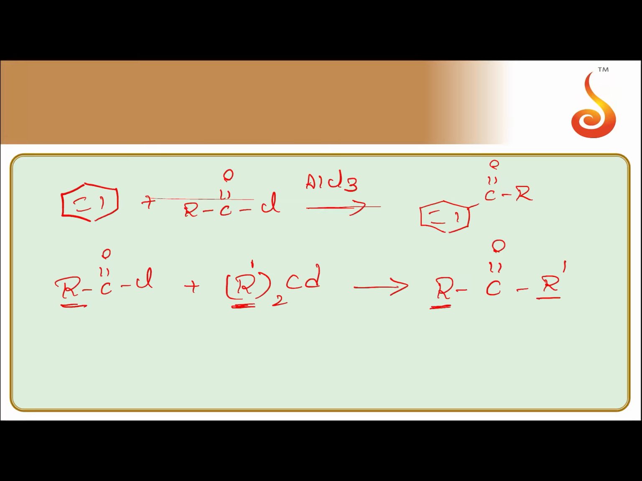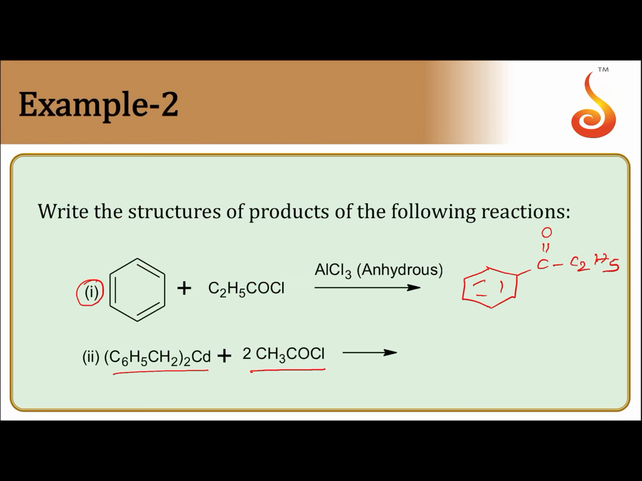So this is another method for the preparation of ketones from acid chloride. When acid chloride is treated with dialkyl cadmium, you will get ketones. So what is the product here? CH3, C double bond O, CH2, C6H5. So what is the alkyl group from acid chloride? CH3. What is the alkyl group from dialkyl cadmium? C6H5, CH2. So that is the product obtained in the second.